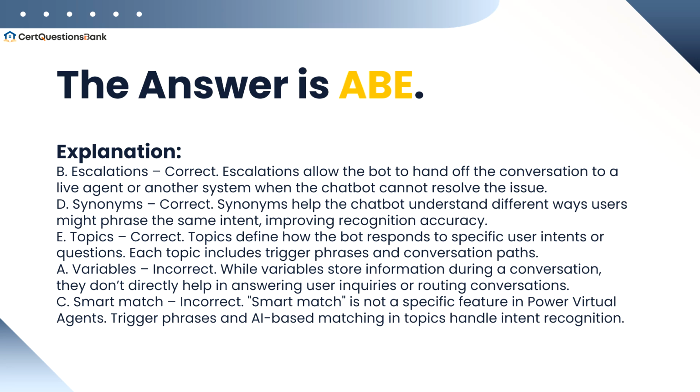B. Escalations, correct. Escalations allow the bot to hand off the conversation to a live agent or another system when the chatbot cannot resolve the issue. D. Synonyms, correct. Synonyms help the chatbot understand different ways users might phrase the same intent, improving recognition accuracy. E. Topics, correct. Topics define how the bot responds to specific user intents or questions. Each topic includes trigger phrases and conversation paths.